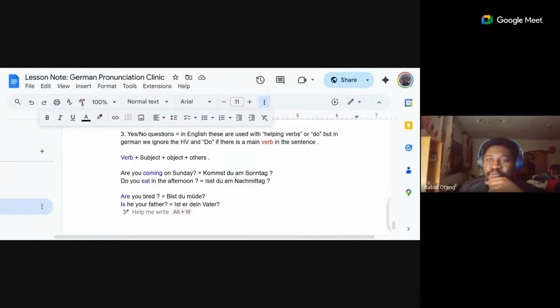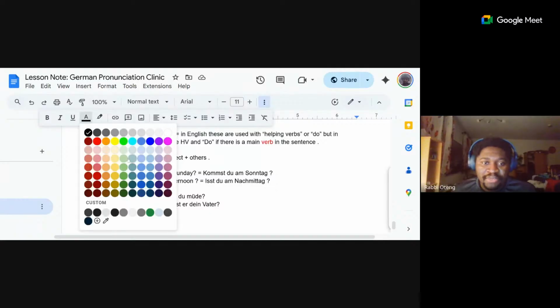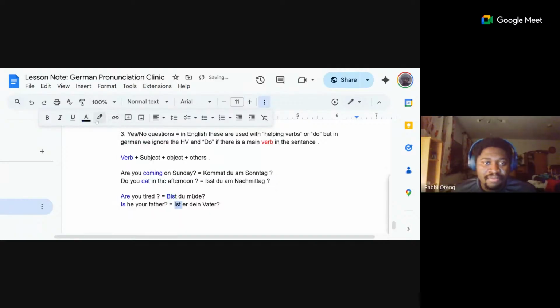So that's with the yes or no questions. We only use the helping verb when they stand alone in the sentence. There are no other verbs in the sentence. Klar? That's with yes or no questions. So with yes or no questions, always the verb in German stays at the first position. The same thing for commands.